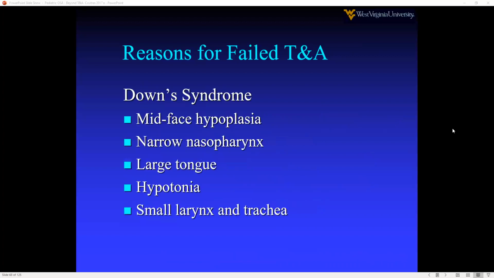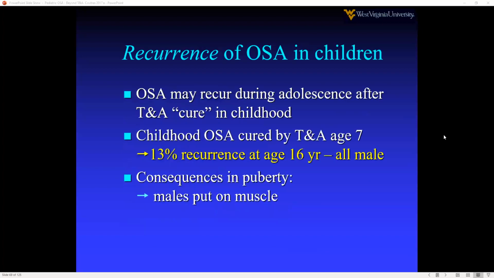In Down syndrome, you've got many things going on. You've got the mid-face hypoplasia, the nasopharynx is narrow, tongues are large, you know that. Plus they have hypotonia, and so sometimes the obstructions that you fix don't always cure these little guys. And then small larynx and trachea. So, you know, they've got everything.